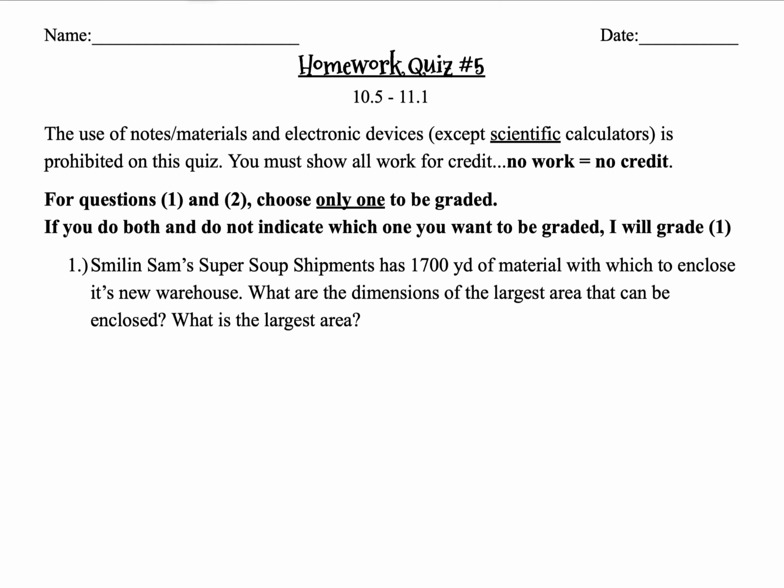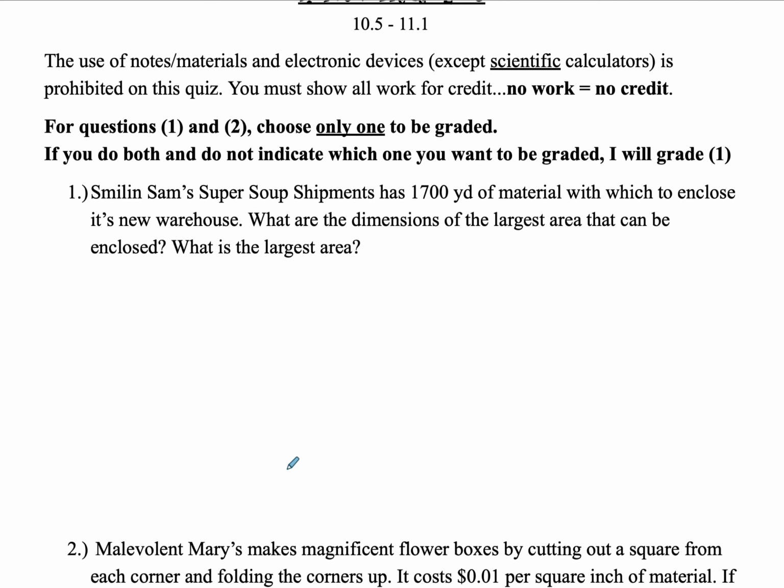So in this video, I'm going to walk through the homework quiz, just recapping the directions. You're only doing 1 and 2 or 2, either one of them. Remember, if you did both, I would grade just the first one, and then you have to do the one on the back. All right, and so this homework quiz covered optimization and the basics of integration. All right, here we go.